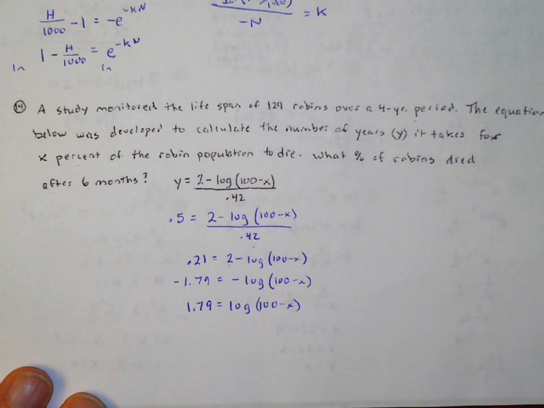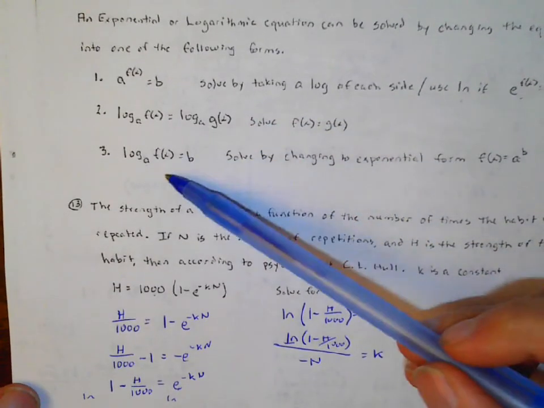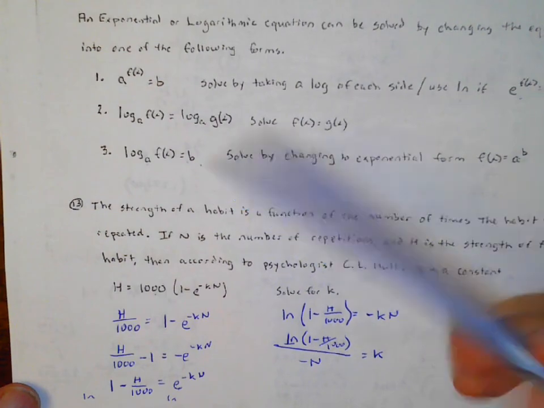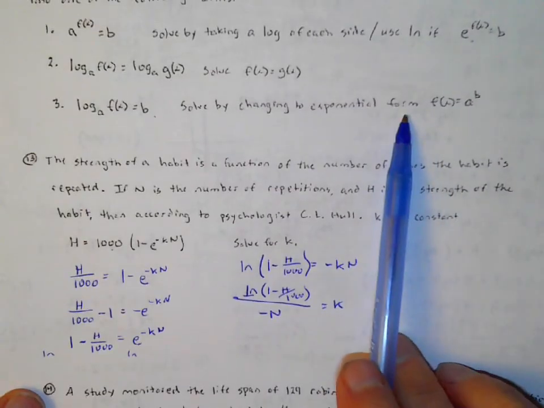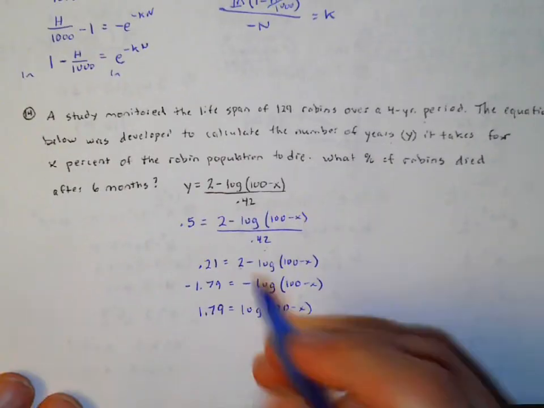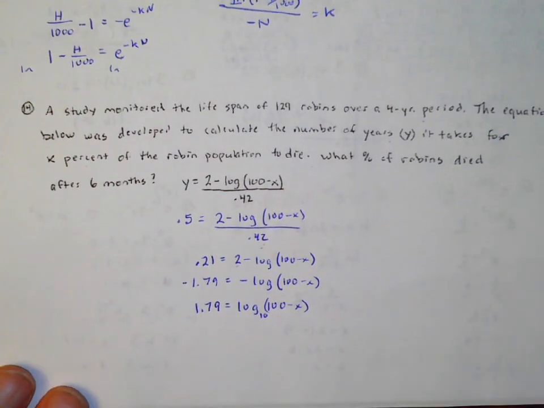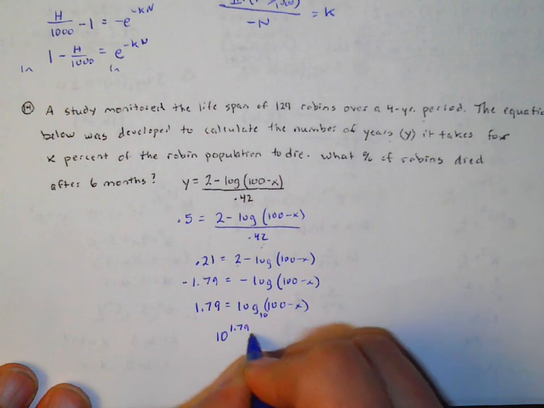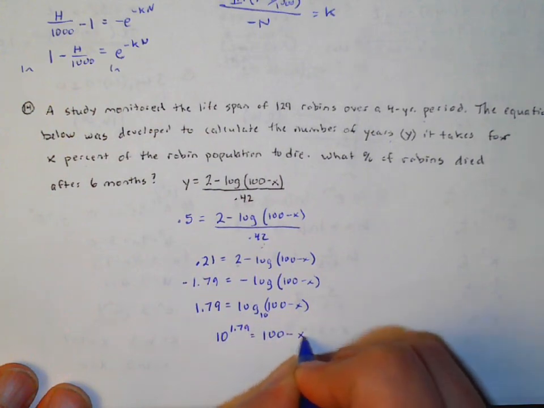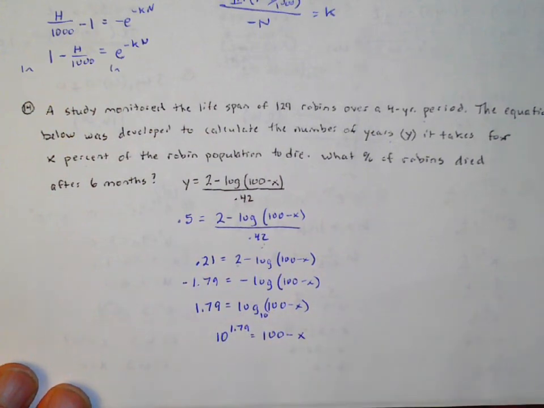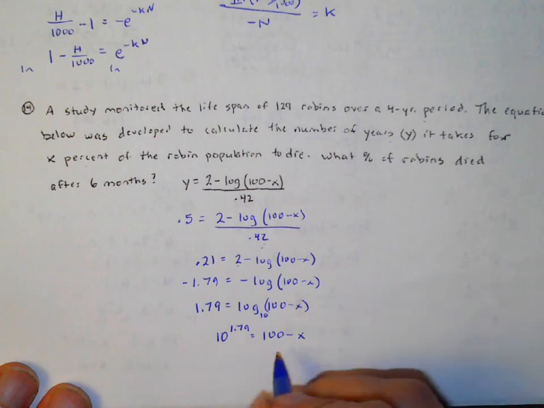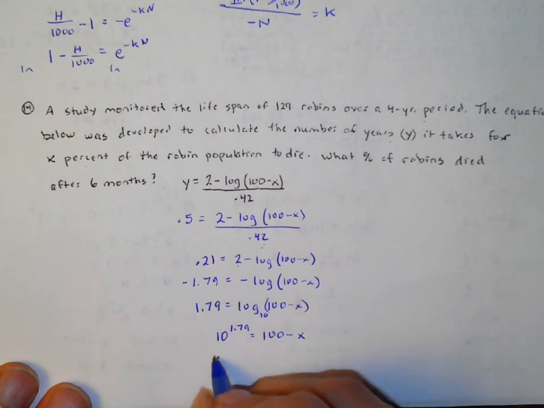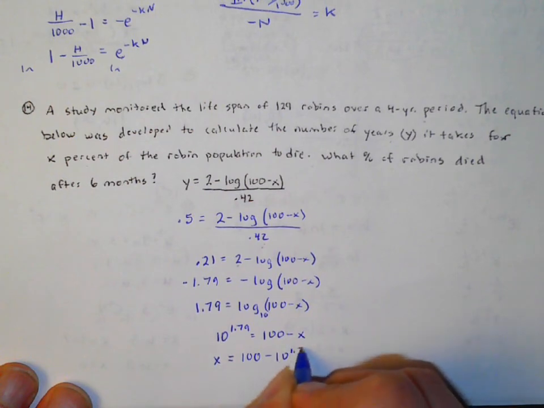Now, thinking about the strategies we've used, we have a log of something equal to some number. So we said we're going to change it to an exponent form. Remember log is just like base 10. So this is the same as 10 to the 1.79 is equal to 100 minus x. Getting x by itself here, I'm going to add that over this way, so I get x equals 100 minus 10 to the 1.79.